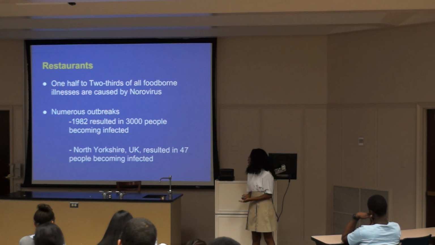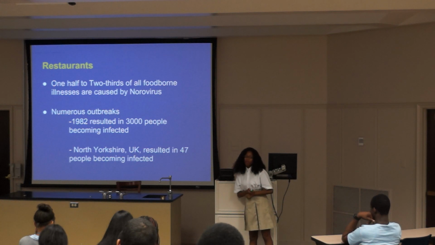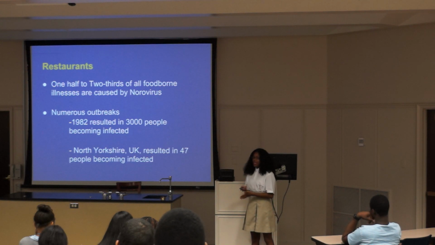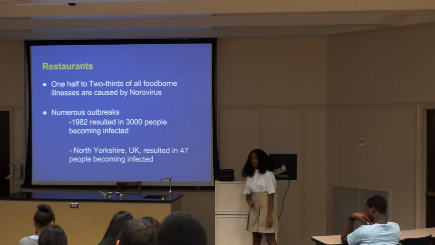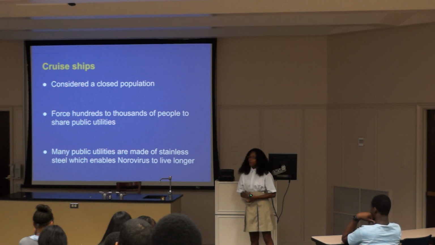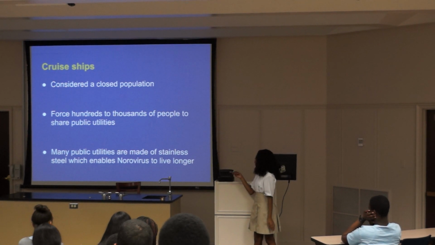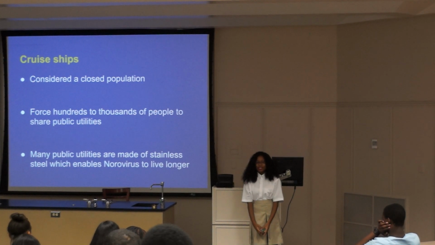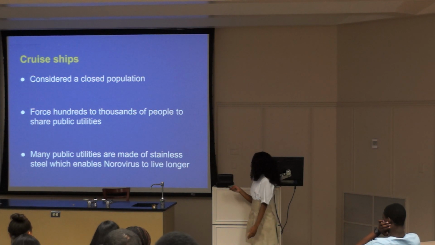And then another outbreak in Yorkshire, UK, a cook cooking for a wedding reception vomited in a sink, cleaned it out, and then the next day he prepared potato salad, and that resulted in 47 people becoming infected with neurovirus. So cruise ships. Cruise ships are considered a close population because so many people are in one place at once, forcing hundreds to thousands of people to share public utilities. And many public utilities are made of stainless steel, which enables neurovirus to live longer.